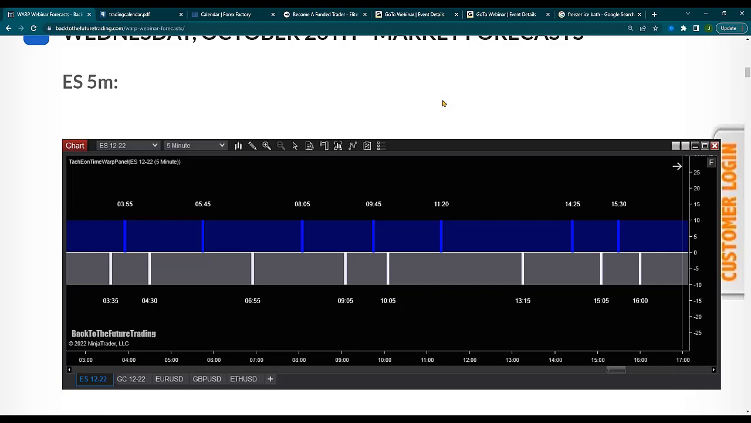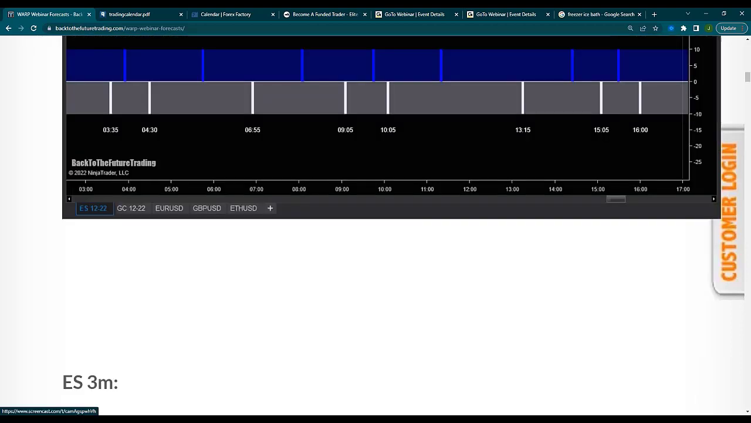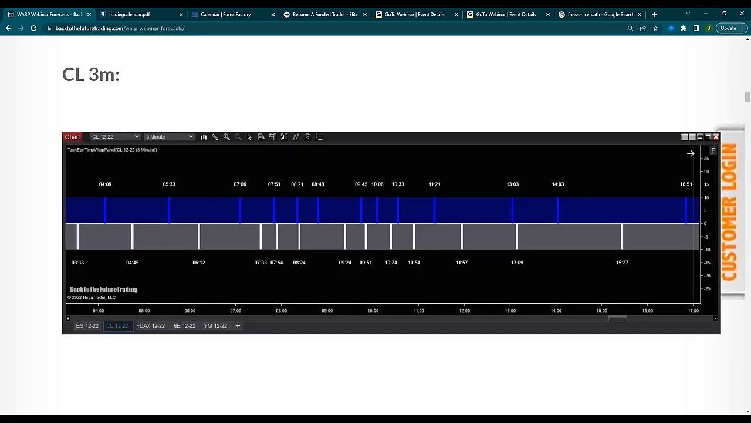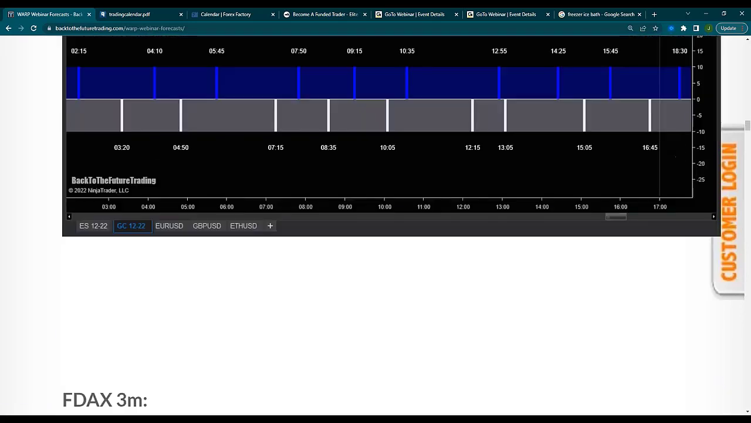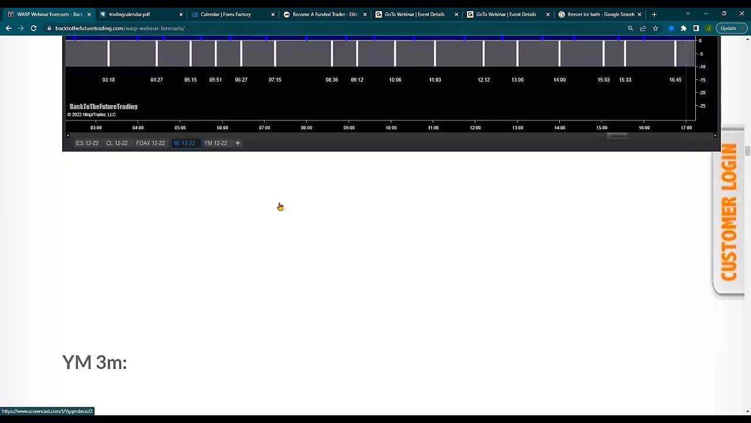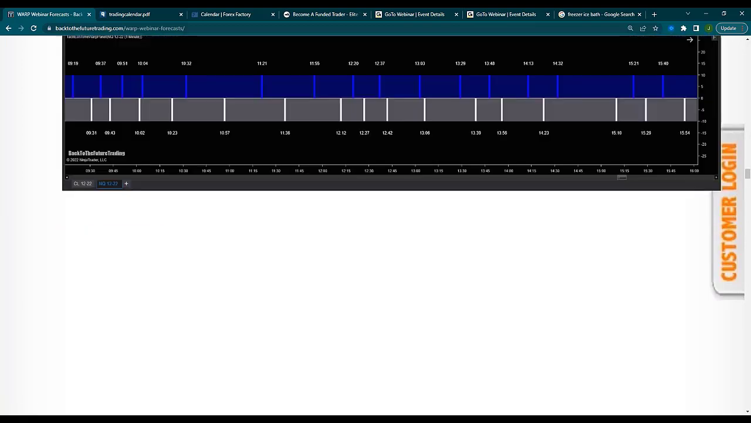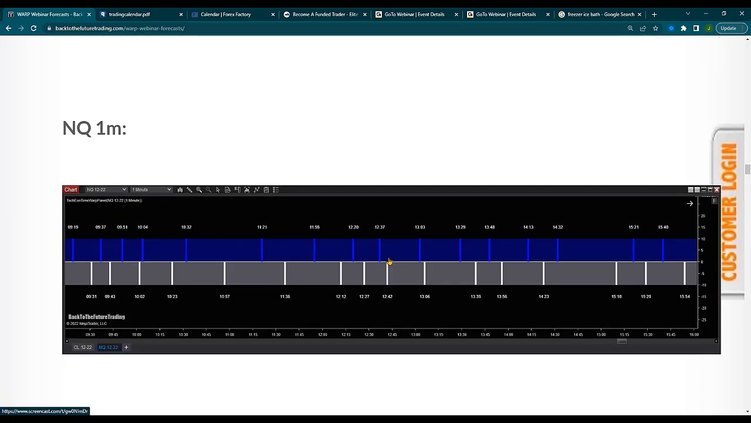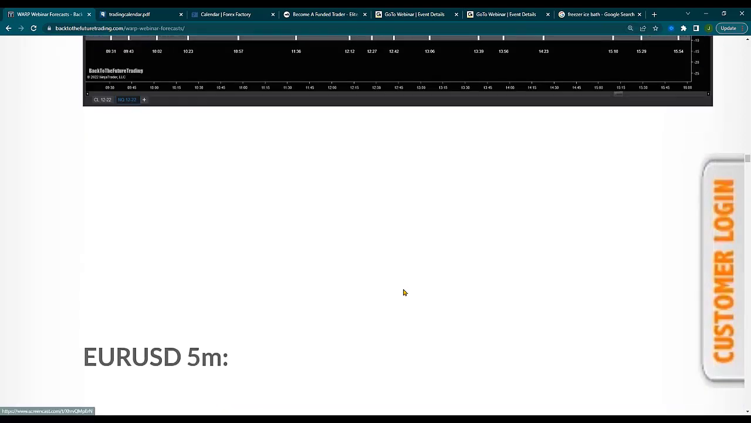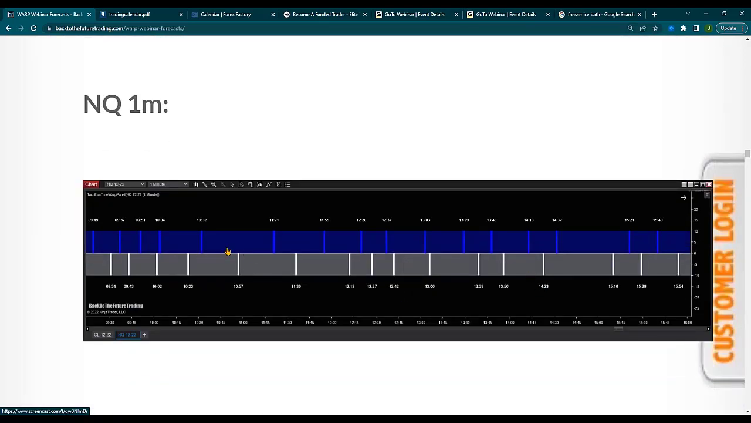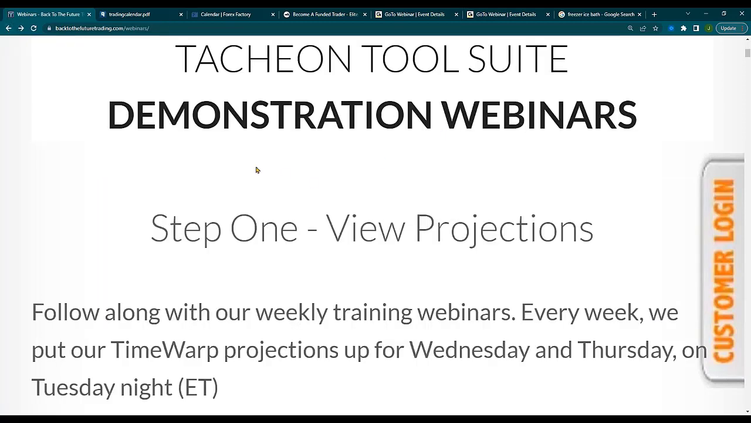So every Monday, all of these times are ES 3 and 5 minute, crude 3 and 1 minute, gold, FDAX, Dow, NASDAQ 1 minute. This is what we're going to be looking at later. There's all the times. Now we can check those. Well, somebody will check me for me, I'm sure. And then you can go and, well, there's even more actually.